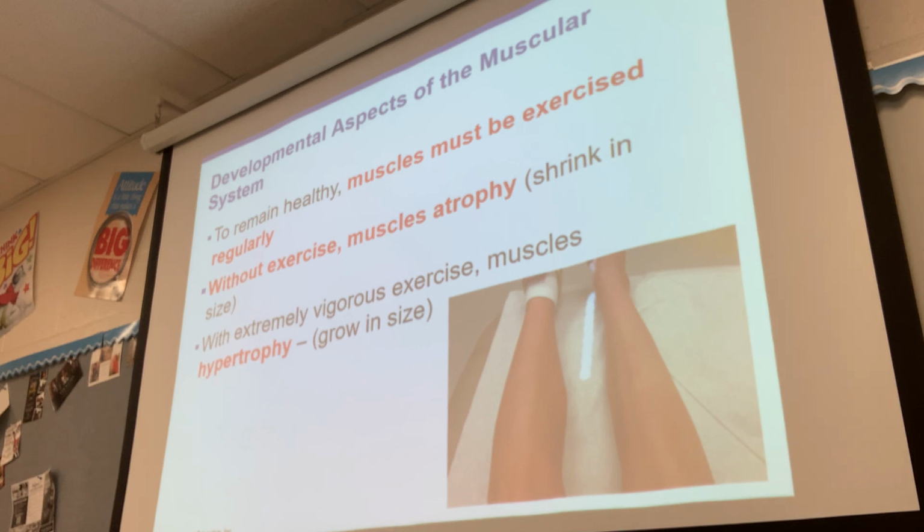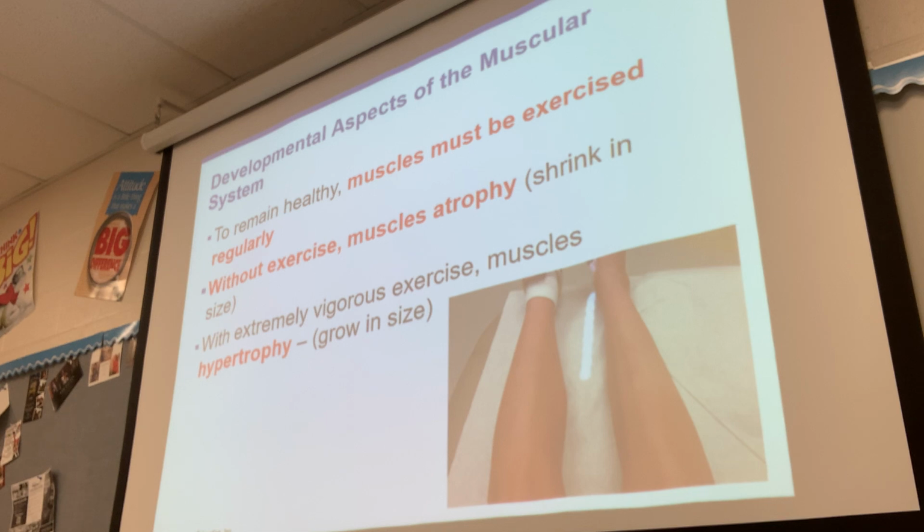So if they are not moving, they're not doing their job, and they're not going to operate the best that they can. So without exercise, the muscles will do something called atrophy. Atrophy is where the muscle shrinks. Here we can see a normal looking leg, and here's one that's atrophied. Maybe this one's been in a cast, and the person hasn't been able to use that leg as much. So you can see the muscle has definitely gone down.